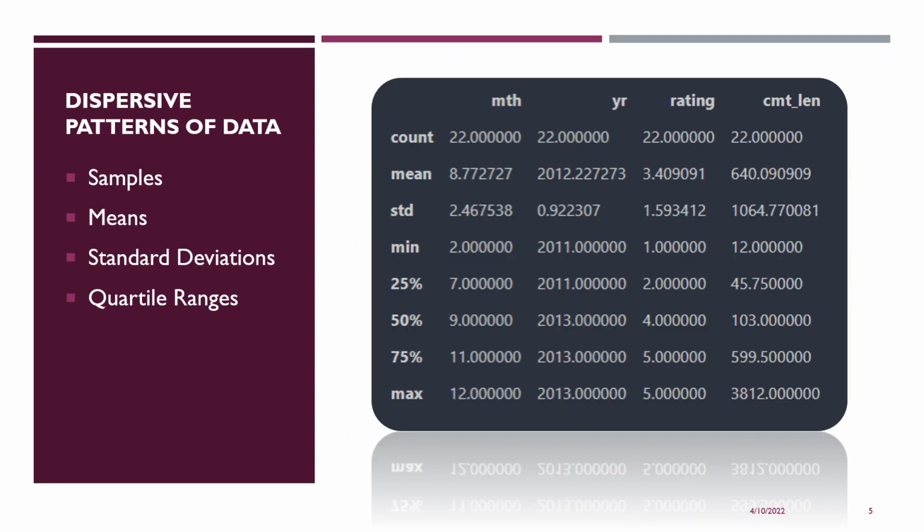When we talk about dispersive patterns of data, we're talking about still descriptive stats, but we're taking it to another level. We're getting samples, means, standard deviations, quartile ranges, but we're able to do this now across multiple columns. What we did before was just looking at one output or maybe a couple of columns. We weren't really looking at what central tendencies of data look like as they relate to real data. Quite honestly, now we're actually going to get into the meat of what this looks like for real data.